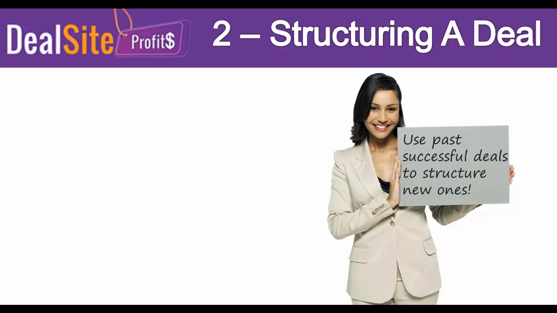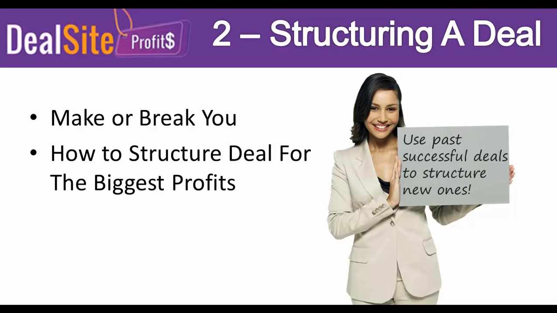So if we wanted to find a deal for a landscaper, we flip to the landscaper section in the book, and we can look at the good deals that have run for landscapers. We call it our Big Book of Deals. We use it, and our students use it as well. But what you need to remember is that you need to find past successful deals to structure new ones. Structuring a deal can make or break you.